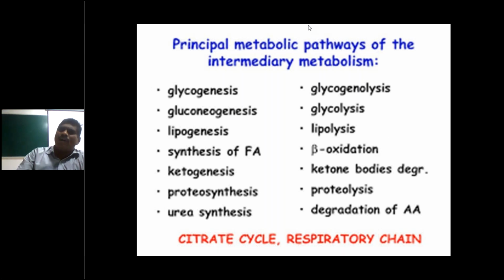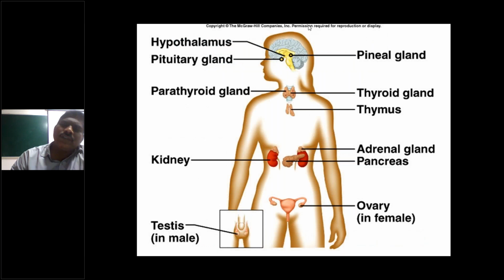These are the common principal metabolic pathways of the intermediate metabolism. Okay, so now this is the liberation of energy. So how does the body survive during starvation? How does the body use its reserve sources during the fasting condition?